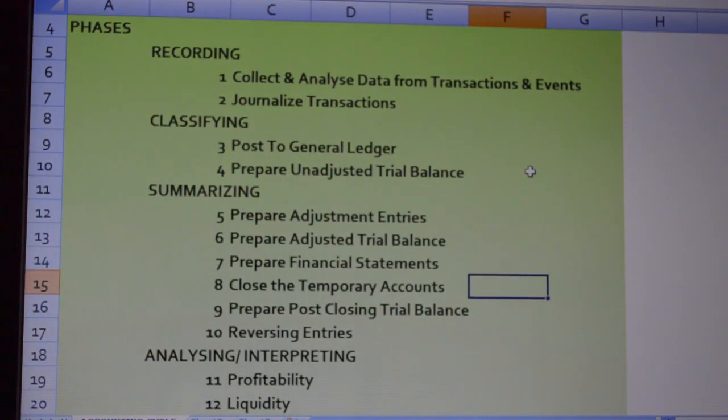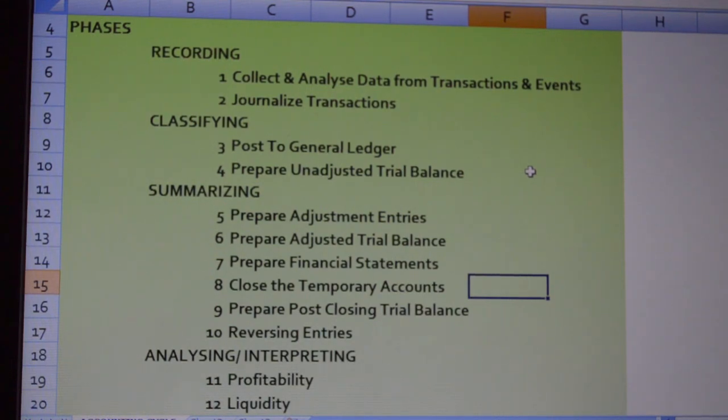Here are the different phases of accounting. Phase 1 is called recording, in which we collect and analyze the data from transactions and events, and we journalize those transactions. The second phase is called the classifying phase. In this phase, we post the journalized transactions into the general ledger, and we prepare the unadjusted trial balance.